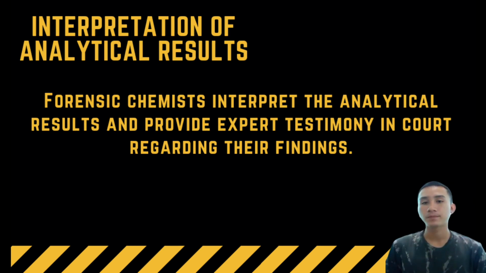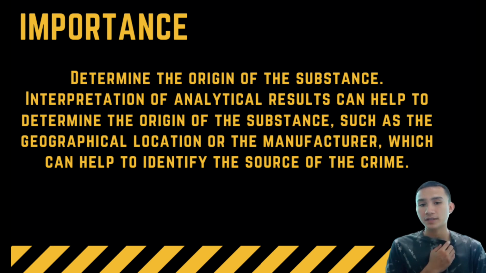Number 5. Interpretation of analytical results. Forensic chemists interpret the analytical results and provide expert testimony in court regarding their findings. Importance: determine the origin of the substance. Interpretation of analytical results can help to determine the origin of the substance, such as the geographical location or the manufacturer, which can help to identify the source of the crime.